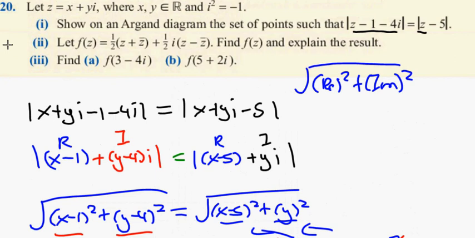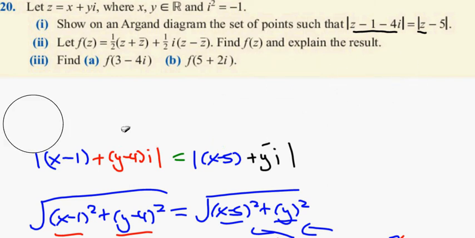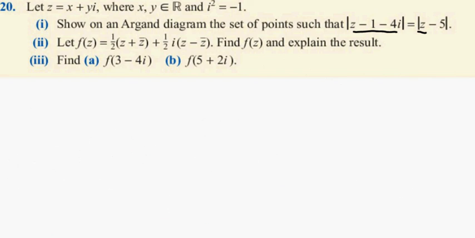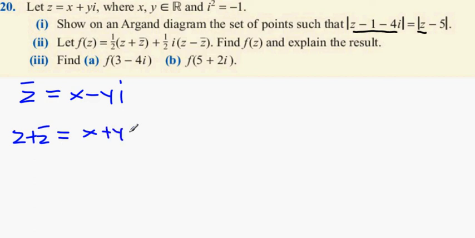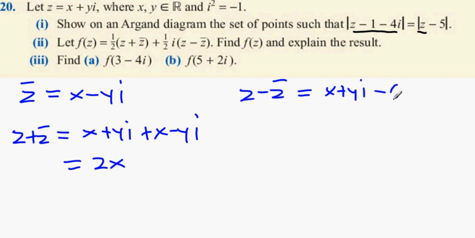So let f of z be a half z plus z bar and I be a half I z minus z bar. Find f of z and explain the result. Okay, so what we're going to do this time around is write down the conjugate, or z bar, of x, which is going to be x minus yi. We're going to add them together, so z plus z bar equals x plus yi plus x minus yi, and what we get is 2x. And then z minus the conjugate is x plus yi minus bracket x minus yi, and that's going to get me 2yi.